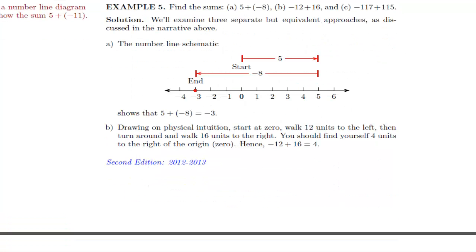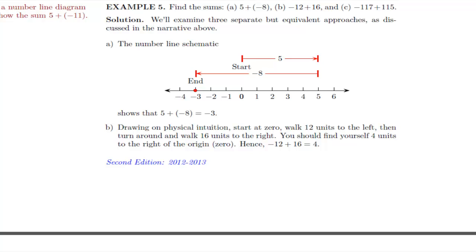Example 5. Find the sums: a, 5 plus -8; b, -12 plus 16; and c, -117 plus 115. Solution. We'll examine 3 separate but equivalent approaches as discussed in the narrative above. A. The number line schematic shows that 5 plus -8 equals -3. Drawing on physical intuition, start at 0, walk 12 units to the left, then turn around and walk 16 units to the right.